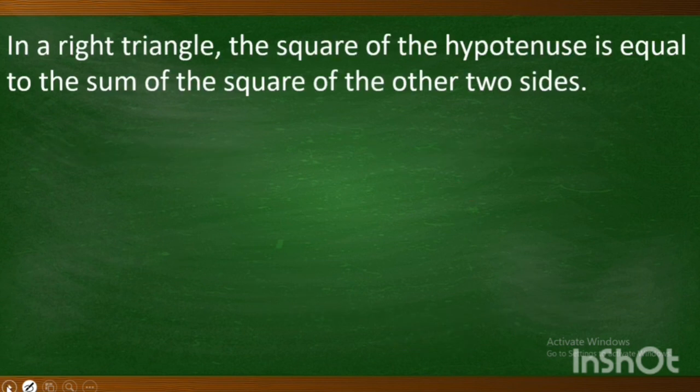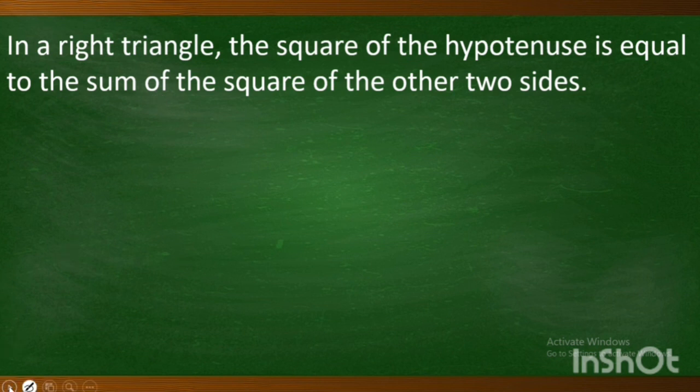So this is the statement of Pythagoras theorem: in a right triangle, the square of the hypotenuse is equal to the sum of the squares of the other two sides. There are three sides in a right angle triangle. So it says that the square of the hypotenuse is equal to the sum, sum means plus, of the squares of the other two sides.